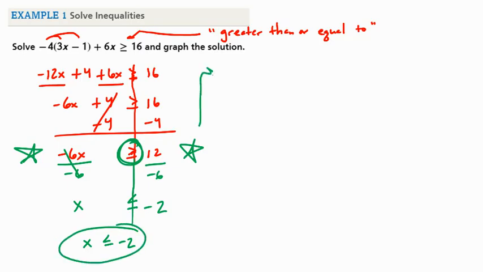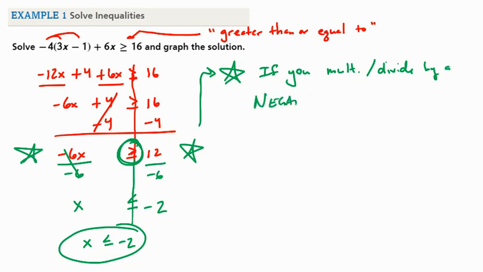We're going to make a huge note right here. Again, I don't know how big you can write this star, right? The rule is, and this is the one big difference between inequalities and equations, if you multiply or divide by a negative number, reverse the inequality symbol.